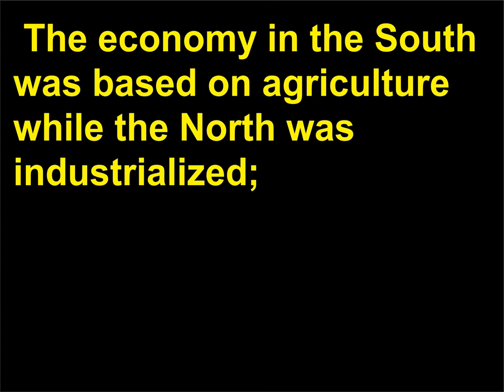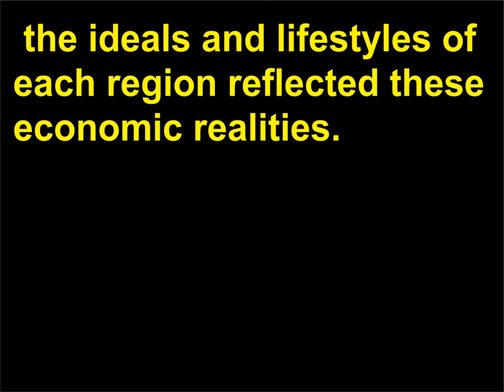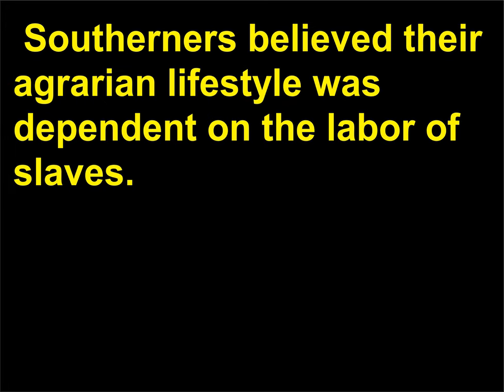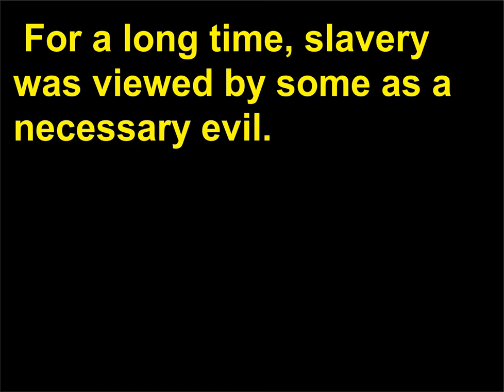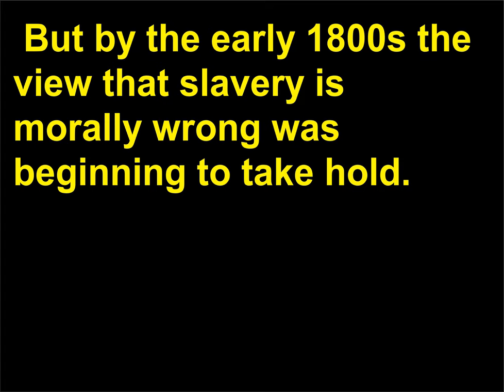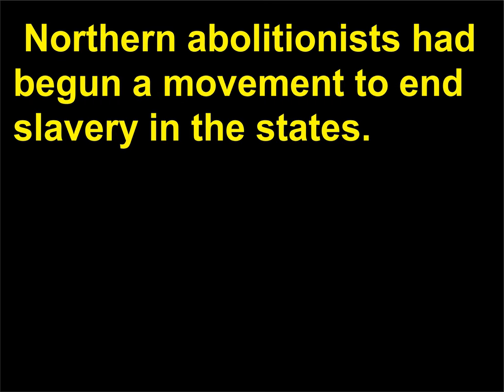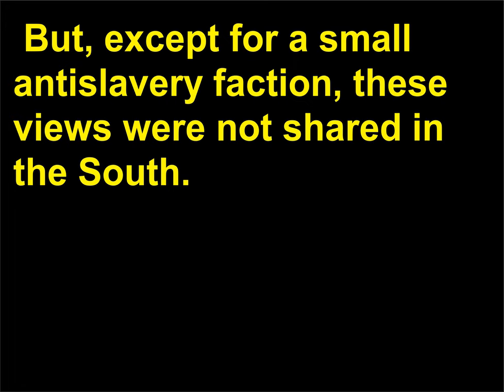The economy in the South was based on agriculture while the North was industrialized. The ideals and lifestyles of each region reflected these economic realities. Southerners believed their agrarian lifestyle was dependent on the labor of slaves. For a long time, slavery was viewed by some as a necessary evil. But by the early 1800s, the view that slavery is morally wrong was beginning to take hold. Northern abolitionists had begun a movement to end slavery in the states. But, except for a small anti-slavery faction, these views were not shared in the South.